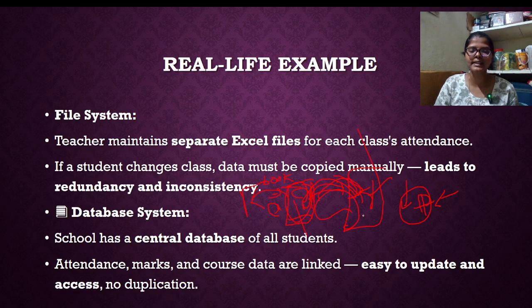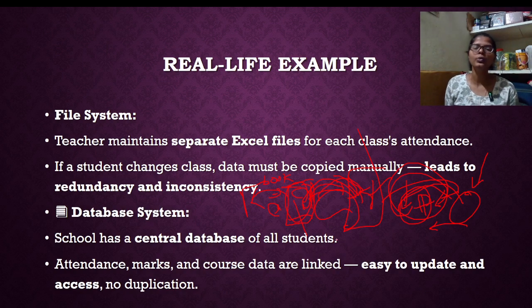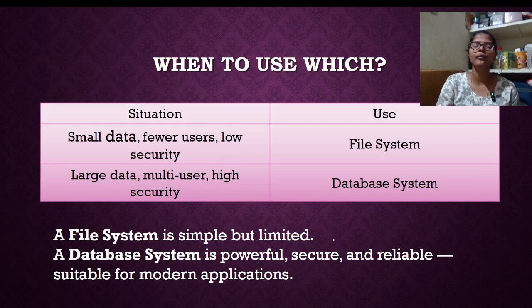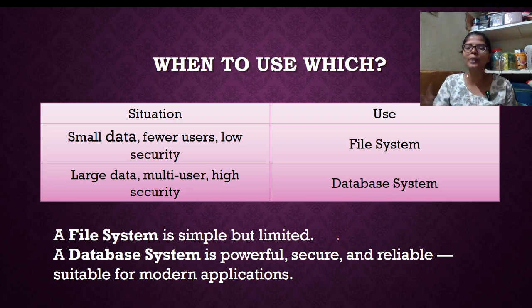When it comes to the database, we have all the students' data in one place. So whether it is changed, updated or deleted, whatever operation or steps you want to do, you can do it in the database. So that is how the database supports. When do we use a file system? When it comes to less data and less security, we can go with the file system. When you are maintaining a large set of data, you want to give access to multiple users and you want to maintain security, then go with the DBMS.